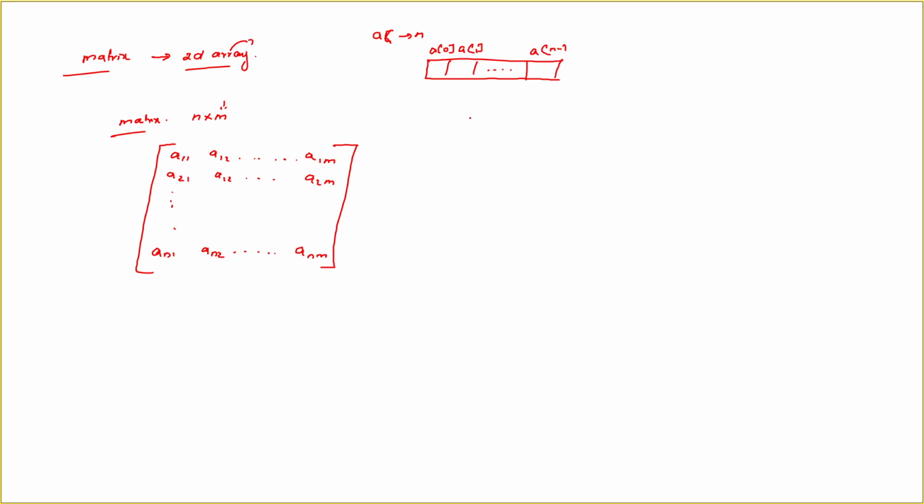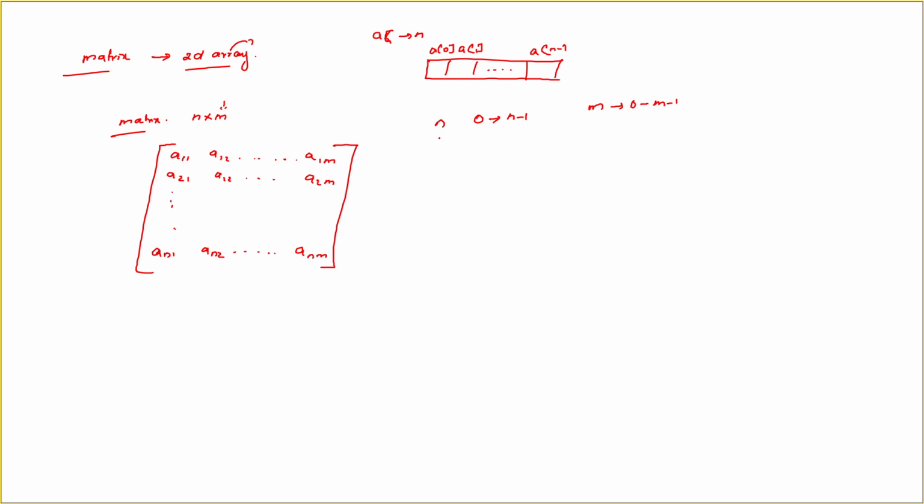But when you deal with a computer, the difference is that the index will start with 0. Since there are n elements, the index will be from 0 to n minus 1. If there are m elements, the index will be from 0 to m minus 1. That we have already learned from the array.